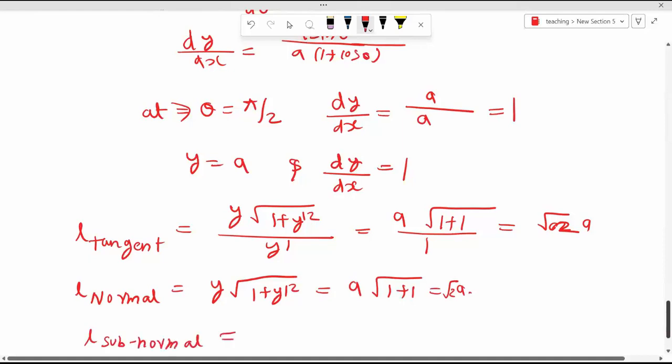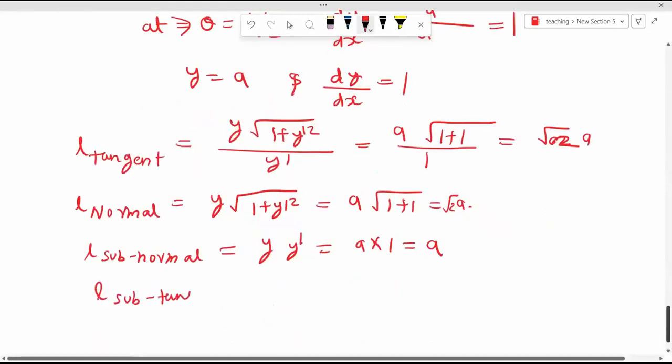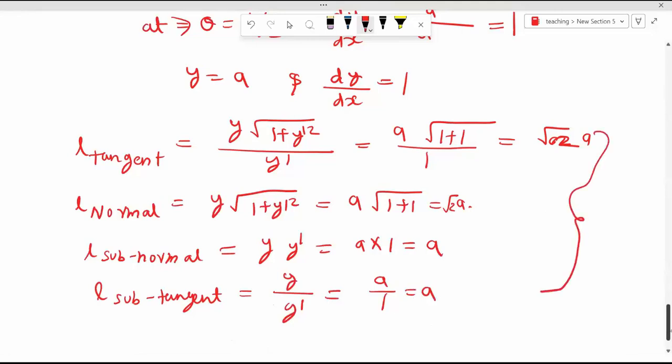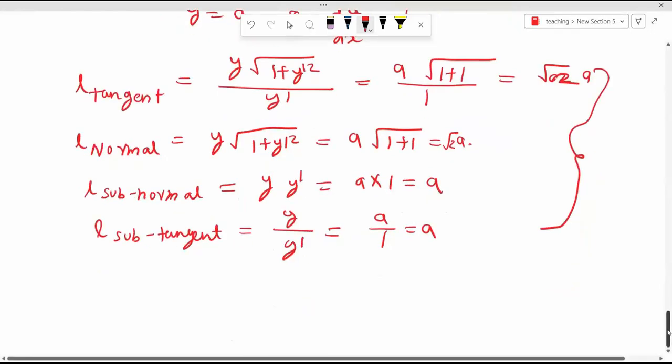Length of subnormal is y y dash. Here y dash is equal to 1. So simply putting this value, we get length of subnormal is a. And length of subtangent is y upon y dash, which gives a upon 1, equal to a. So we get all these values: length of tangent, length of normal, length of subnormal, length of subtangent. This is the concept of how to find them. This topic is very important from the point of view of JEE Mains and JEE Advanced. So we taught these things.